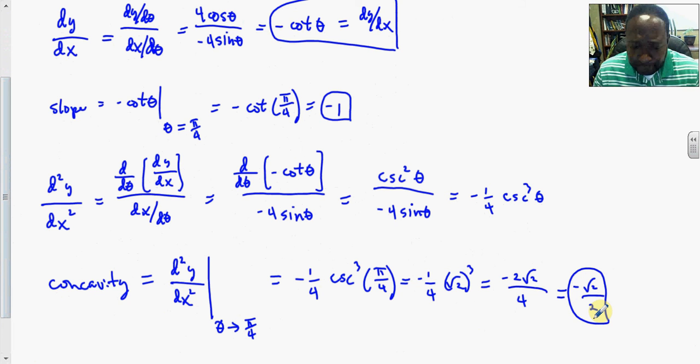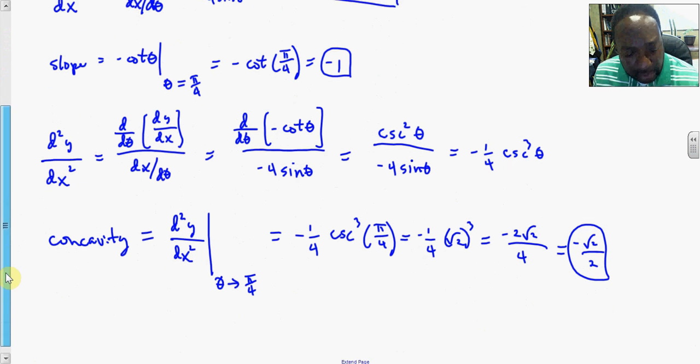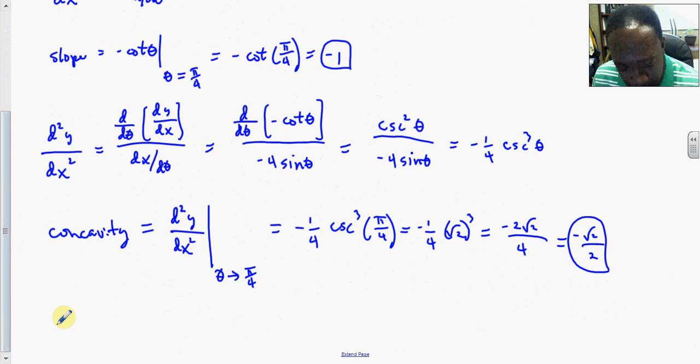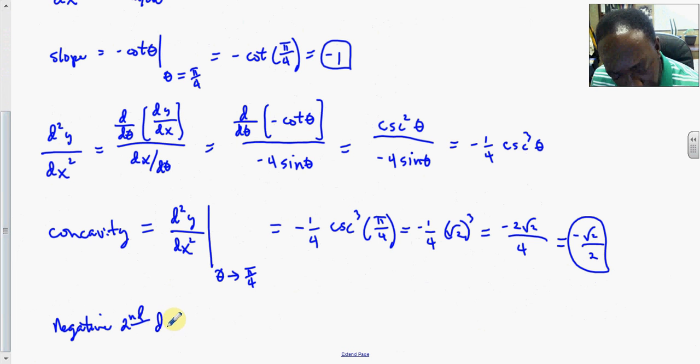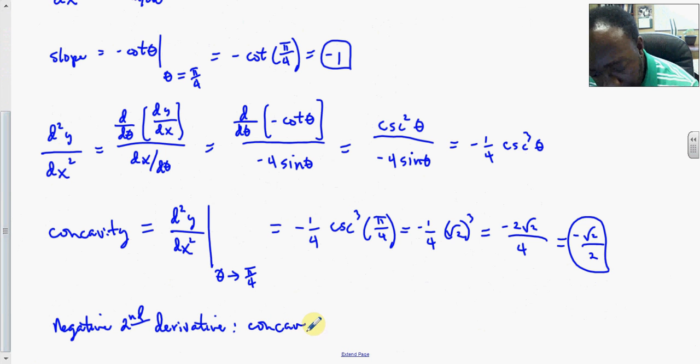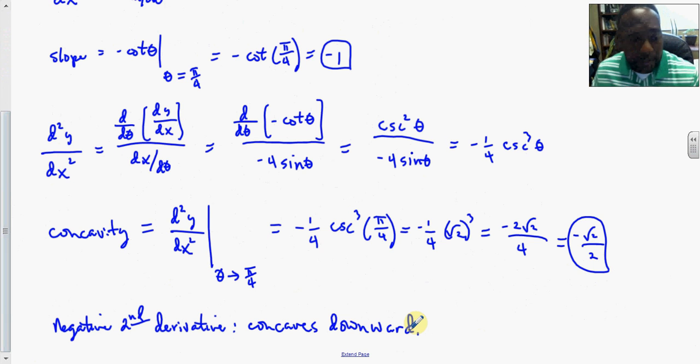Okay. I don't think there is anything else. Oh, in terms of the concavity, it is negative, so it concaves downward. So negative second derivative means that this curve concaves downward.